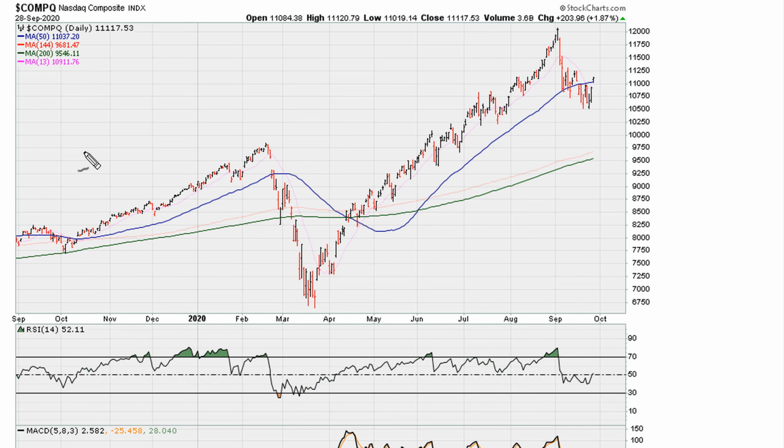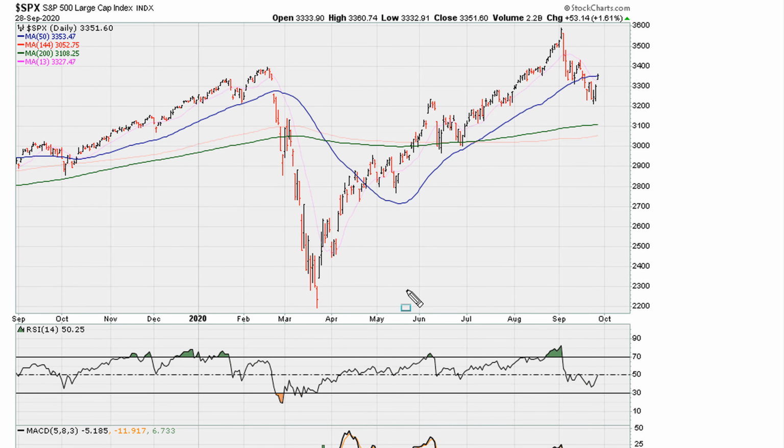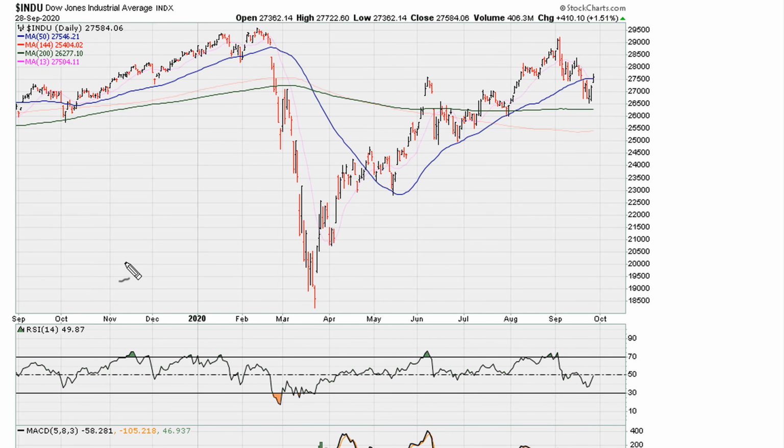We can see yesterday the Nasdaq closed with its RSI at 52.11. The S&P 500 closed yesterday with its RSI at 50.25, give or take. And the Dow closed with its RSI at 49.87. Now, because we have major averages closing above or below, we take that to be the 50, for example. So let's take that to be the 50.